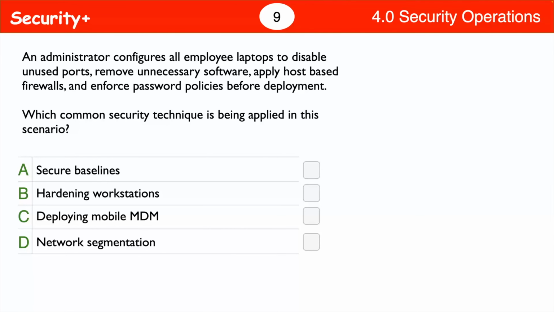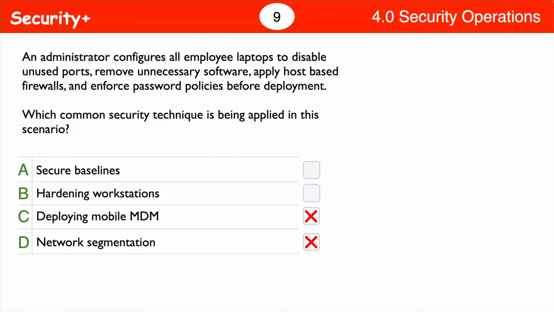And we can start by eliminating C, deploying mobile MDM, which I messed up on, because what that technically means is deploying mobile device management. So my bad on that one. But it's important to know that this scenario focuses on what to do to the actual devices, not the process of deployment, if that makes sense. All right. So next we can eliminate D, network segmentation, and this involves separating network zones, not securing endpoints. So we can rule that one out.